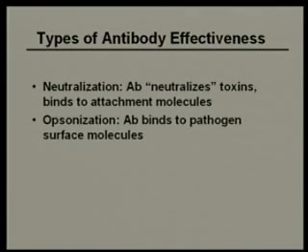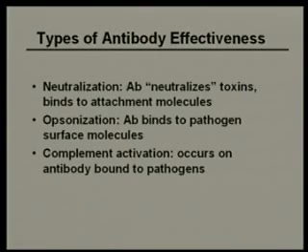Here the antibody will bind to a pathogen. So it's not necessarily just a toxin, it's the whole pathogen. And this will basically put up a flag saying this cell needs to be engulfed. And then the third one is complement activation. What happens here is the pathogen is covered up by the antibody. The complement then binds to the antibody. The complement cascade is initiated, which leads to the lysis of the bacteria or other pathogens.